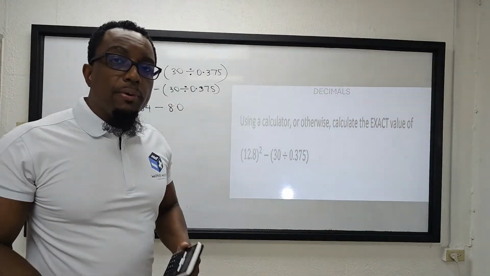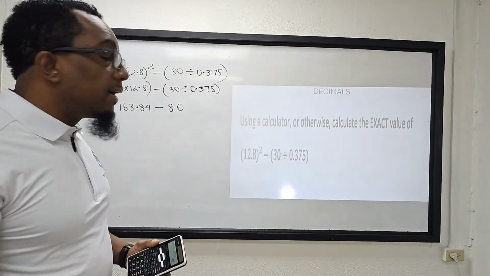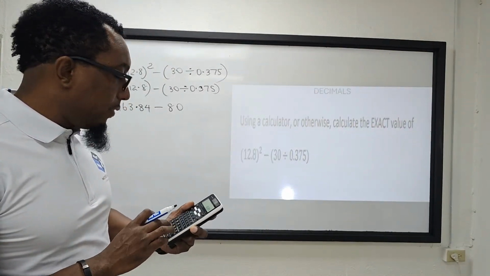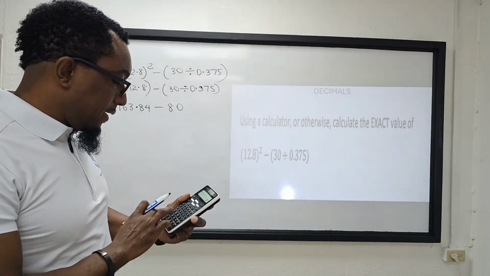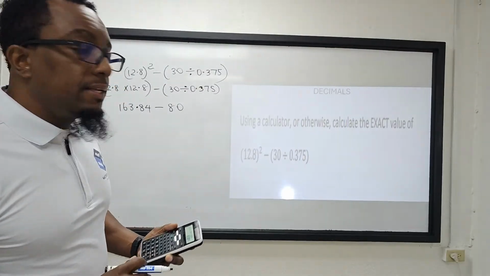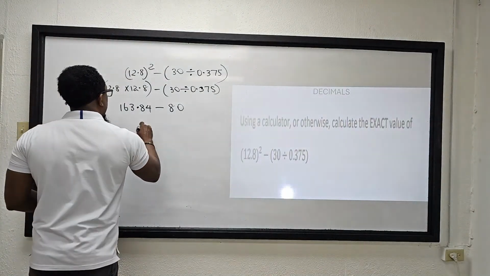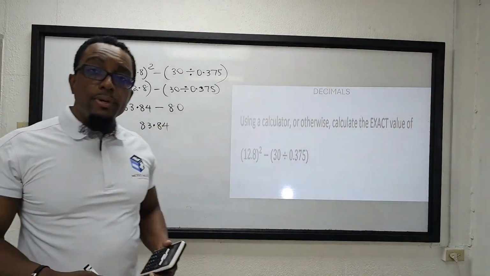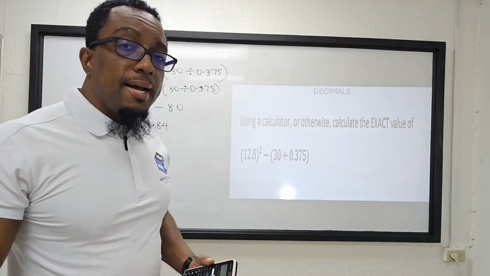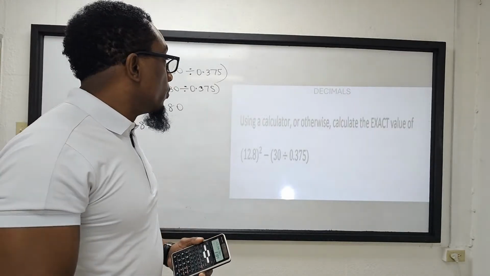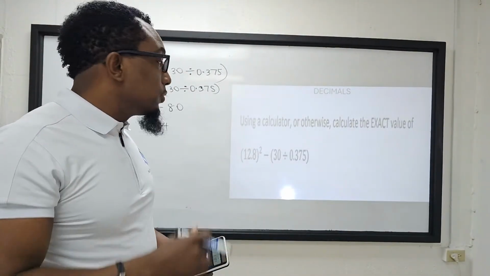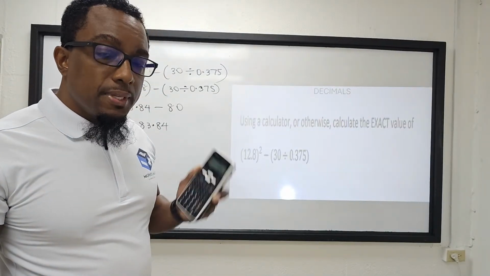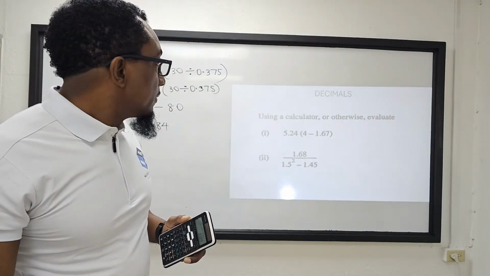And at this point, we're going to subtract 80 from 163.84. So 163.84 subtract 80, and we're going to get 83.84. Straightforward. Easy marks in the bag. So show steps, and once you show steps, you will certainly be given your marks, even though you are asked to use the calculator. Alright?